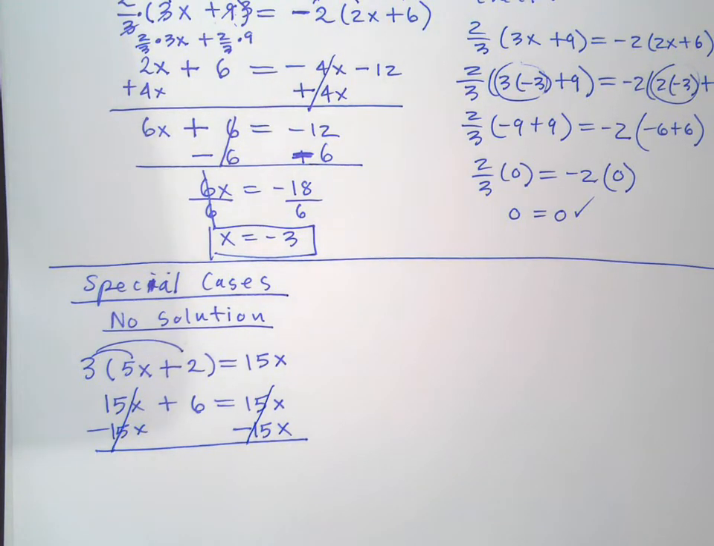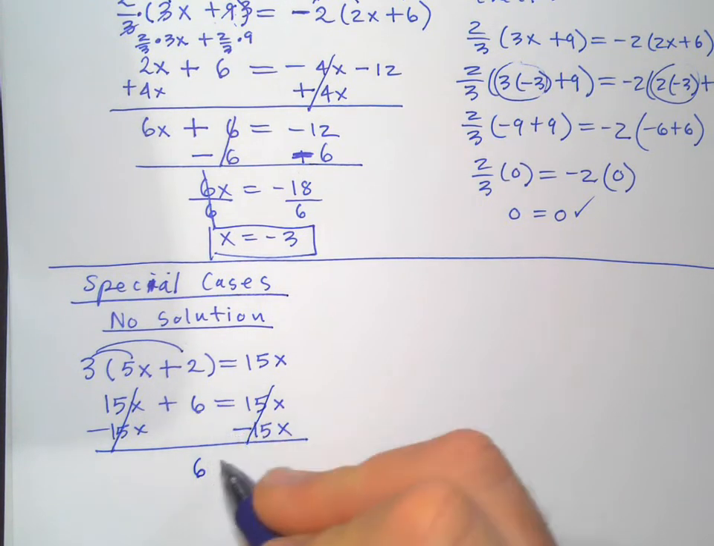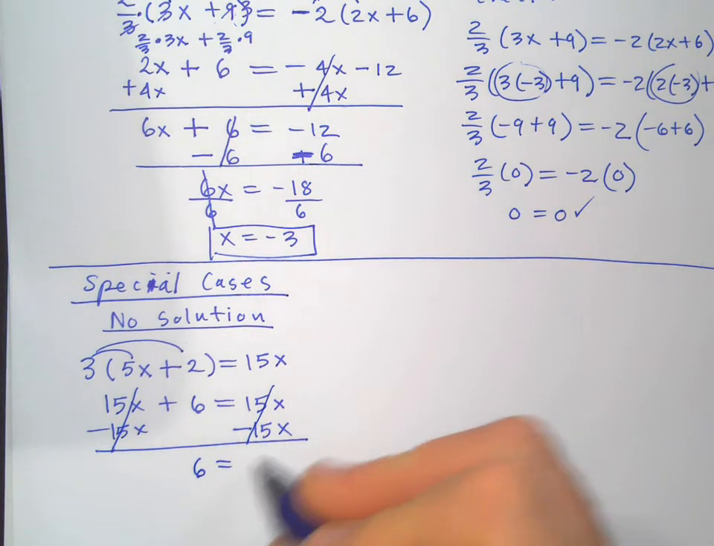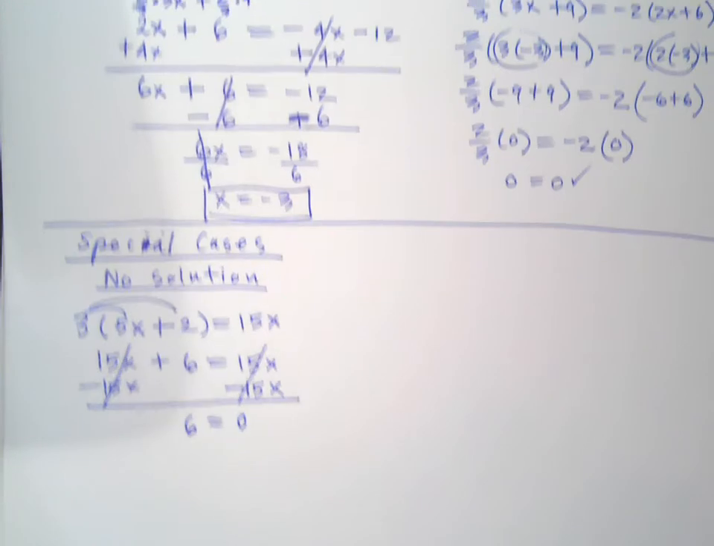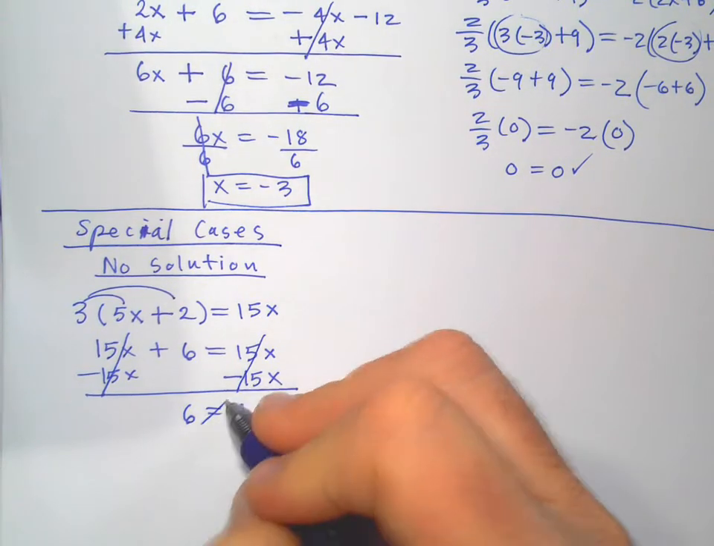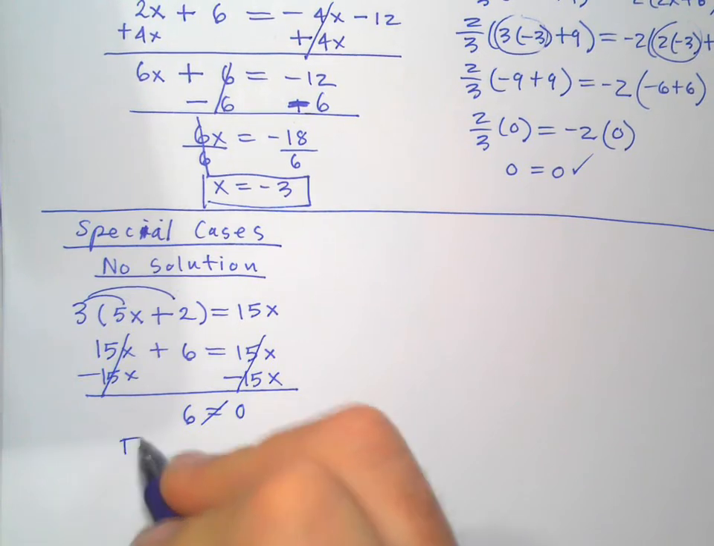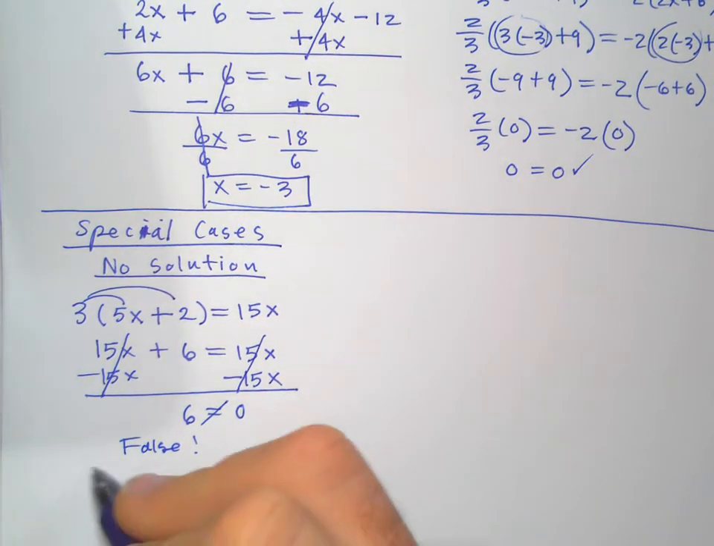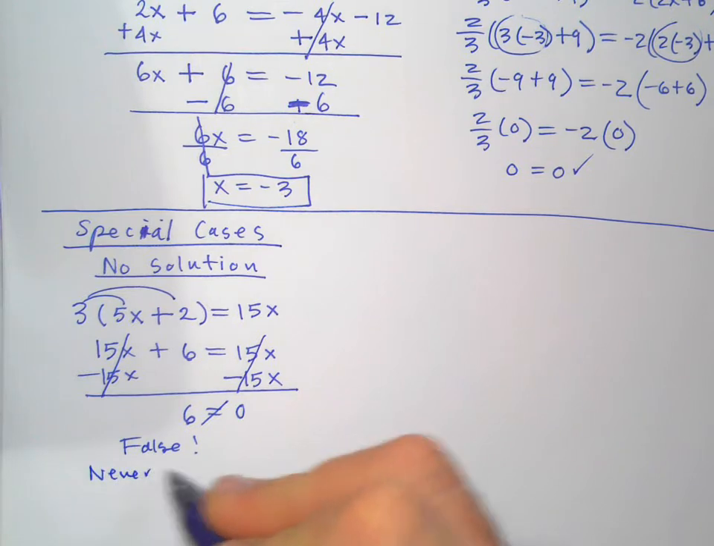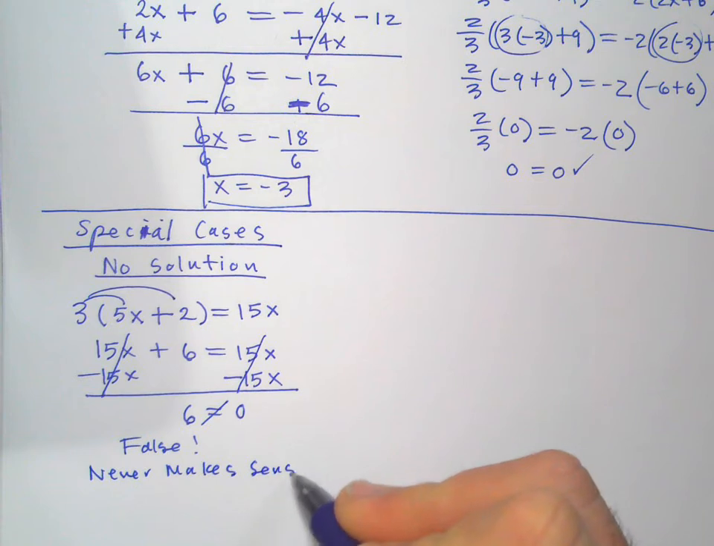All the x's go away. Well, okay, we're not done. Let's write it down. What do we have? 6 here equals, what do we have over here? It's not blank. We write 0. Now here's the deal. Does 6 equal 0? No. So a lot of times you draw a line through the equal sign to mean not equal. This is false, right? This never makes sense. This is not stuff that you need to write on your homework. Just letting you know. Never makes sense, right?